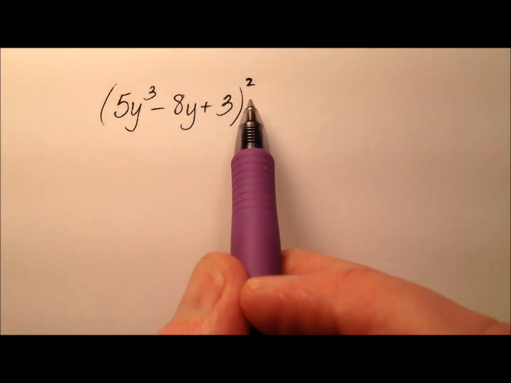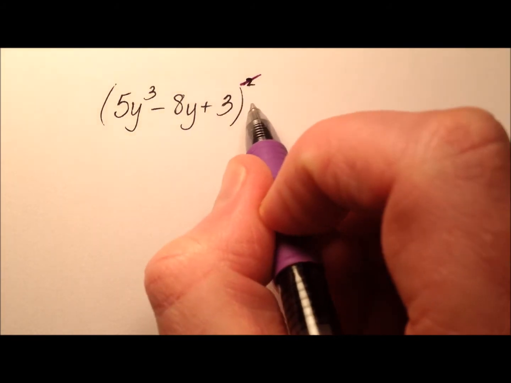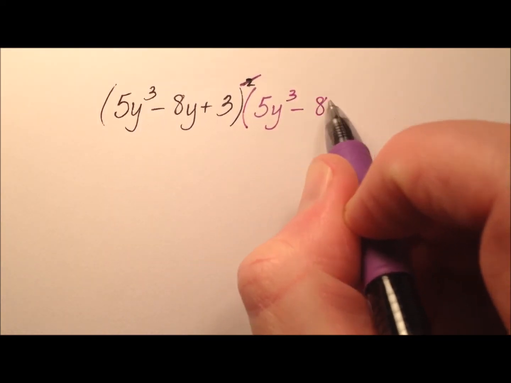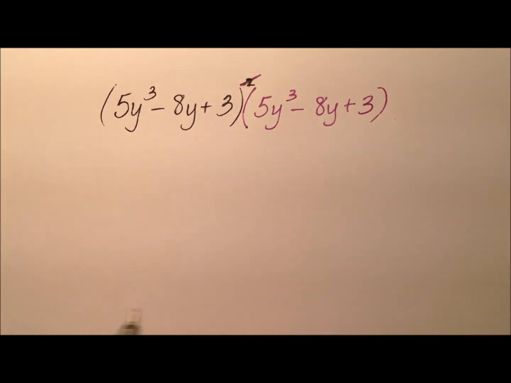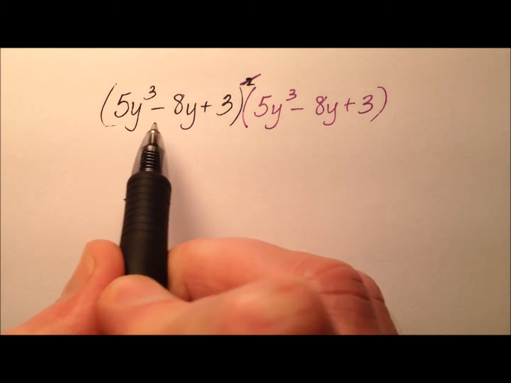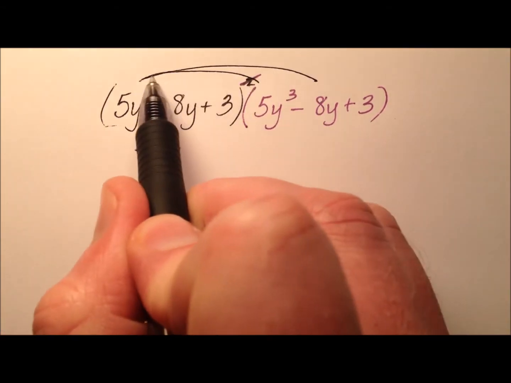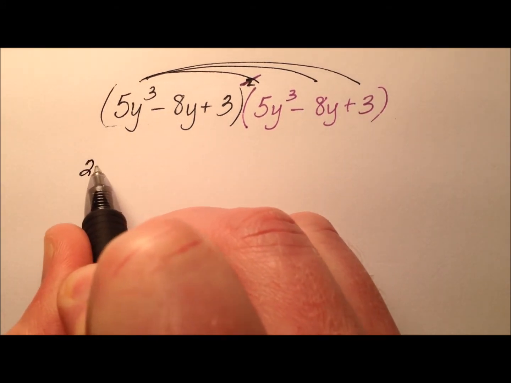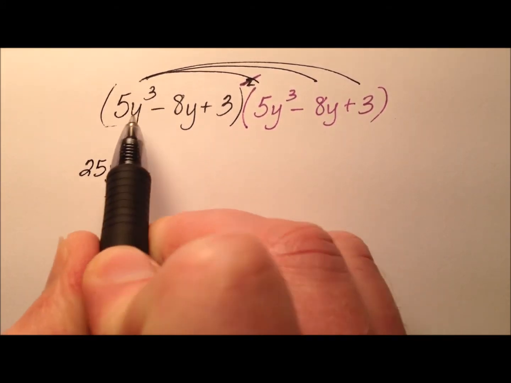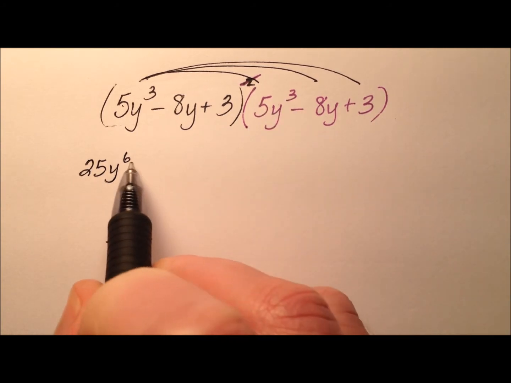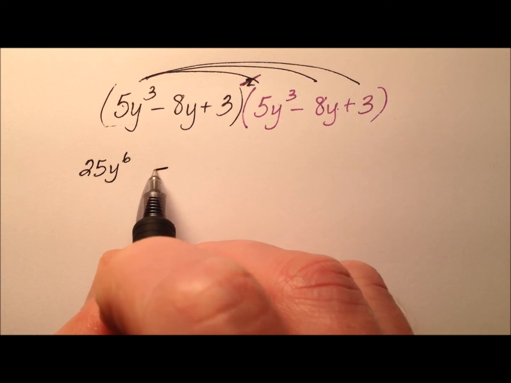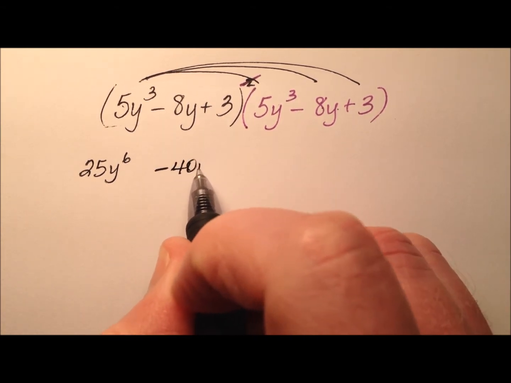So instead of trying to use some formula, let's just cross that squared out and write this in expanded form, put them next to each other, and then go ahead and multiply them out like we do when we multiply two trinomials. So we'll start with this 5y cubed and we'll distribute it all the way across this trinomial here. So we'll have 25y to the 6th, which is 5y cubed times 5y cubed. And then we have the 5y cubed times negative 8y, and that'll give us minus 40y to the 4th.